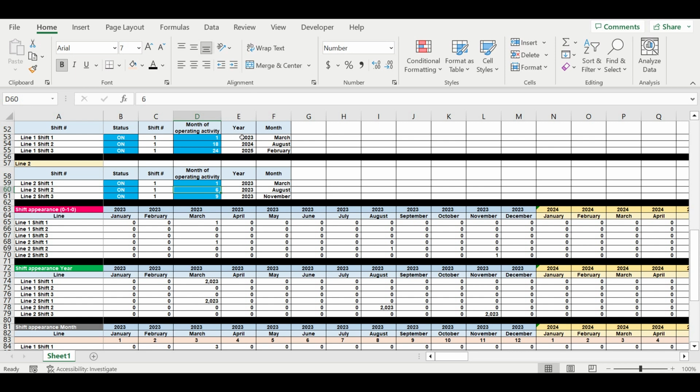Today we'll continue building a financial model for a manufacturing business idea.